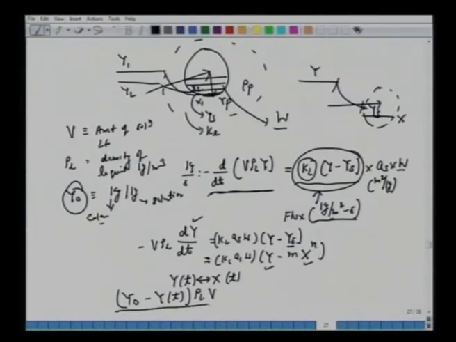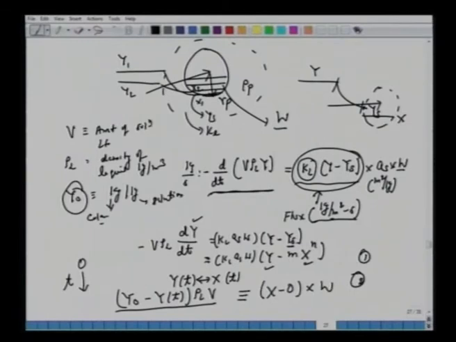So this is the total amount which has been transferred from 0 to this time T. And where has it gone? This has gone into solid, and the solid phase was initially, say, 0, and right now it's X, in kg per kg. So X minus 0 into W. So this is the second equation.